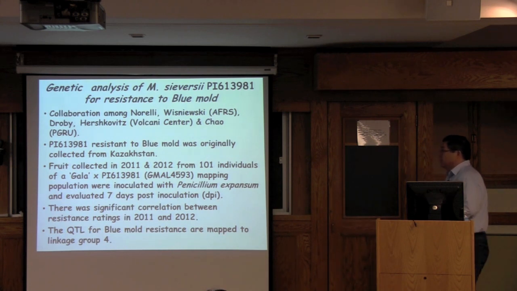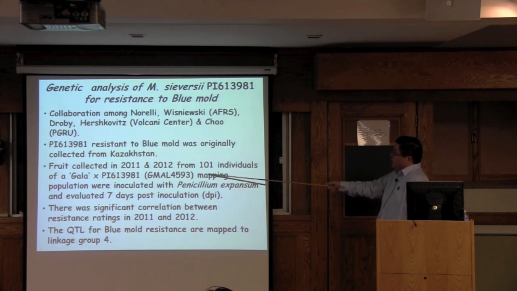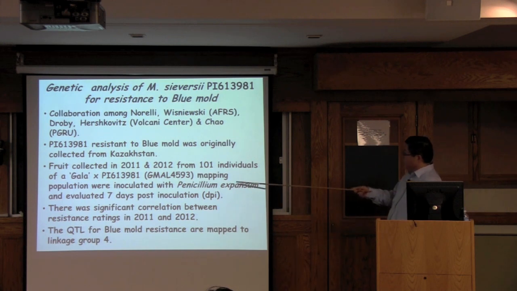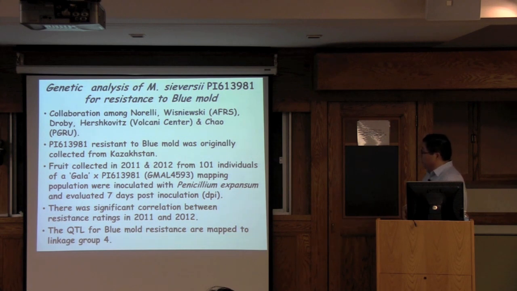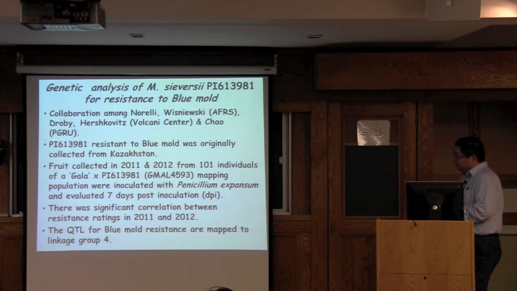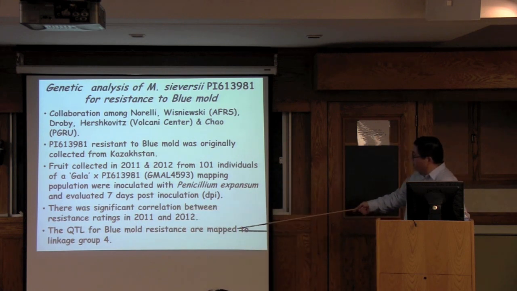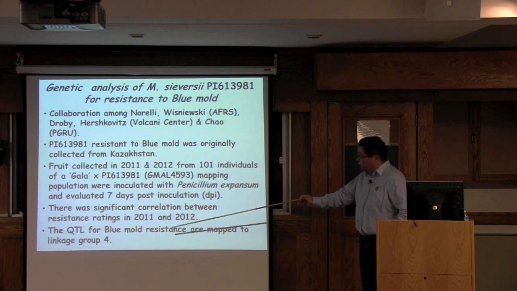In 2011 and 2012, we collected fruit from 101 individuals from this F1 mapping population. Then we inoculated the fruit with Penicillium expansum, and then we measured the lesion size 5 to 7 days after the inoculation. There's a huge environmental difference between 2011 and 2012, but the disease rating across the years was highly correlated. The QTL mapping for the blue mold resistance mapped the resistance to linkage group number 4.